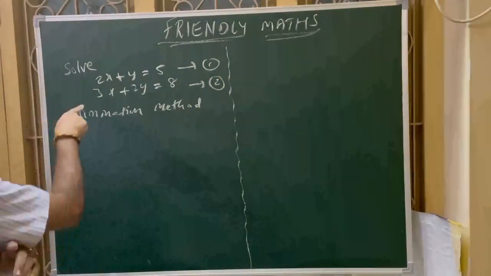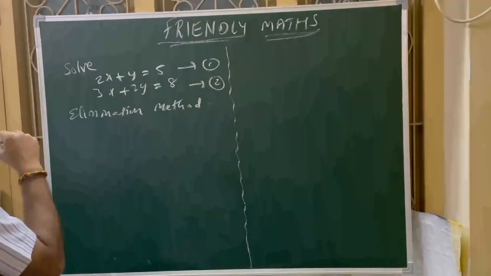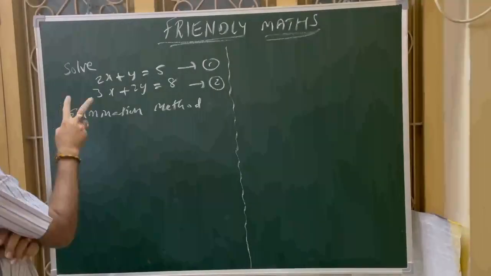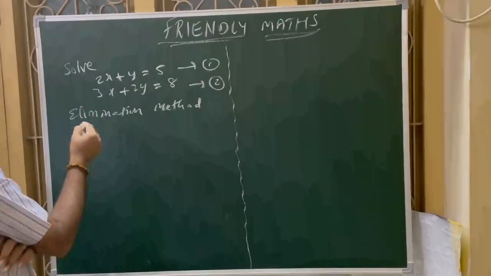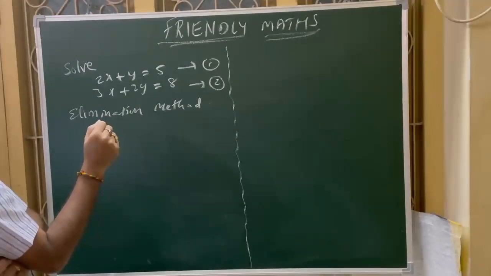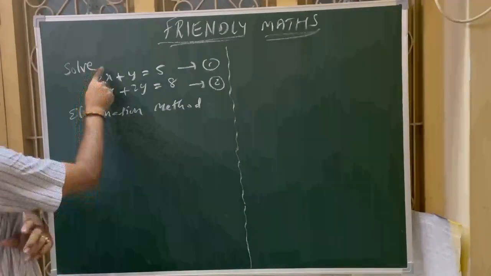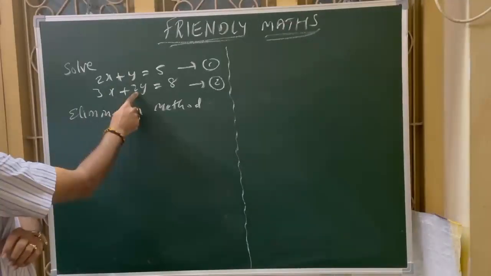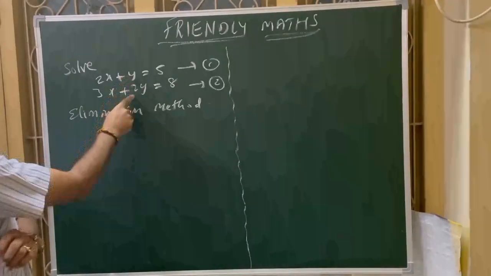Now, if I want to eliminate x, then what should I do? These two are relatively prime or co-prime. So to make the same coefficient, equation 1 should be multiplied by 3 and equation 2 by 2. Both the equations should be multiplied. Whereas if I go to y, the coefficients are 1 and 2. 1 is a factor of every number.